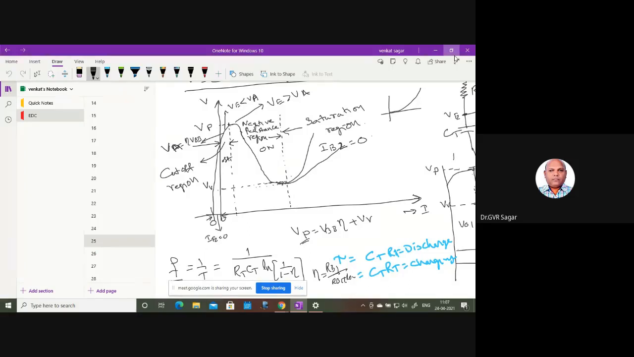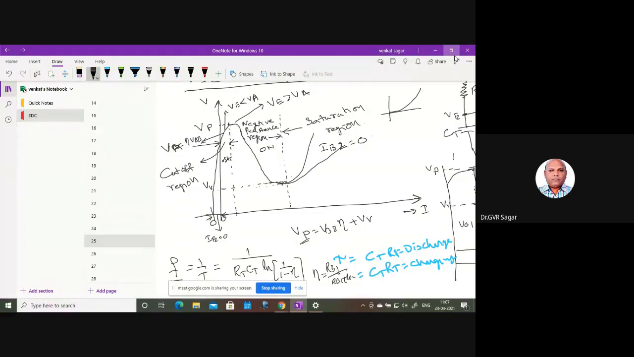Then V reaches the valley point. When V reaches the valley point, if you further increase the emitter voltage, the PN junction simply works as an ordinary PN diode. For an ordinary PN diode, the current increases linearly, right? This region is called the saturation region. So the cutoff region, saturation region, negative resistance region, and saturation. Three regions exist, right?